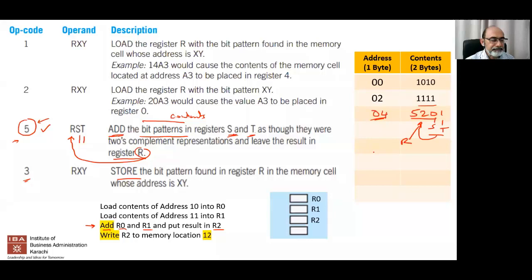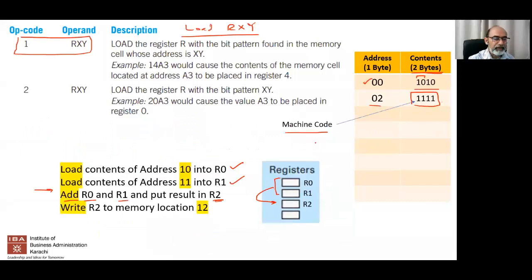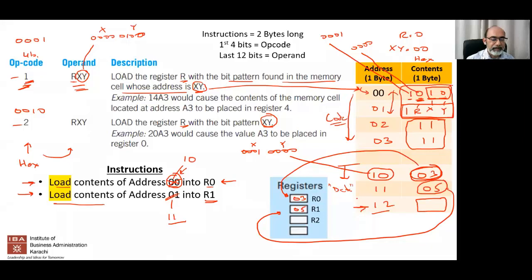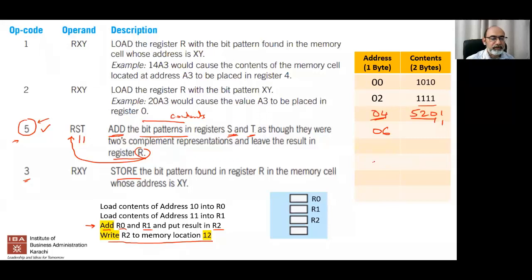Now let's keep going. What about the fourth instruction? Clearly the next instruction is going to be at location 06. Now we want to write R2 to memory location 12. Remember, we want to put the final result into memory location 1, 2. So here are 1, 0, 1, 1, and 1, 2. And now I'm only using half of one byte over here. So this was, let's say, 0, 3, 0, 5. And we want to put the result into location 1, 2.